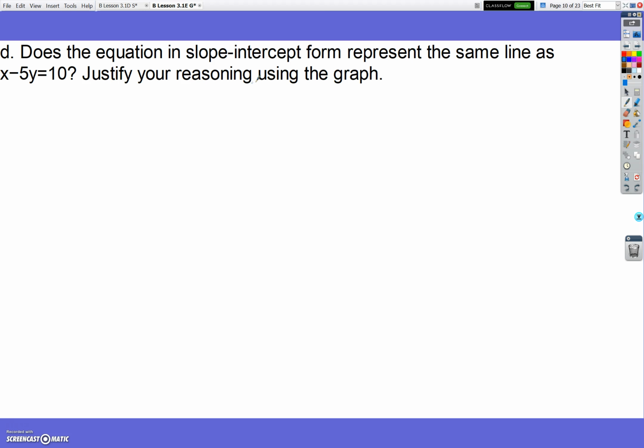What I am showing you on this letter D is: are those 2 lines the same? Is x minus 5y equal 10 the same line as y equals 1/5 x minus 2? And the answer is yes, they are.